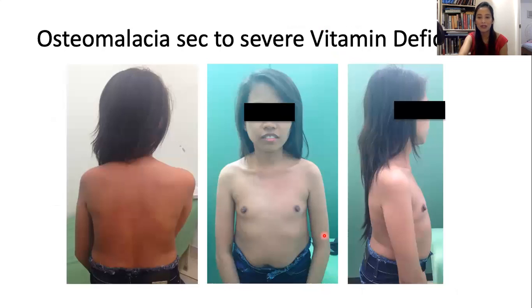So this is a patient of mine. This photo was taken with permission. She presented to us because of bone deformities. She had multiple fractures several times prior to consult at our general endocrinology clinic. She had some loss of height, multiple fractures, and some bone deformities. And when we worked her up, we noted that her vitamin D was very, very low, resulting in osteomalacia.